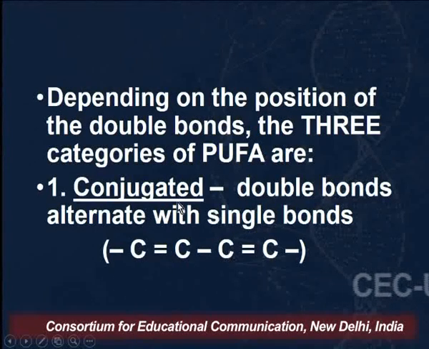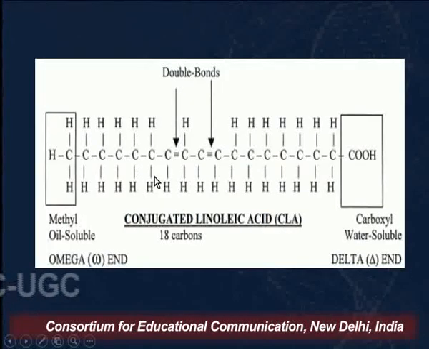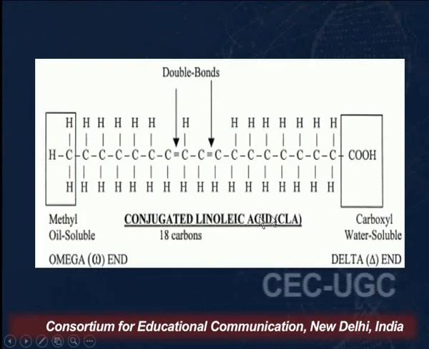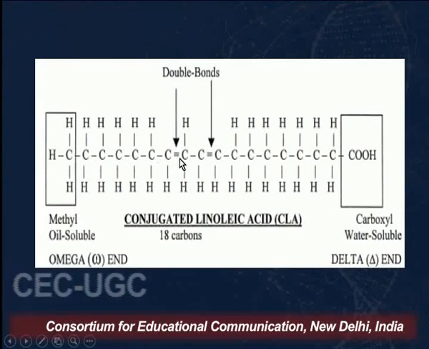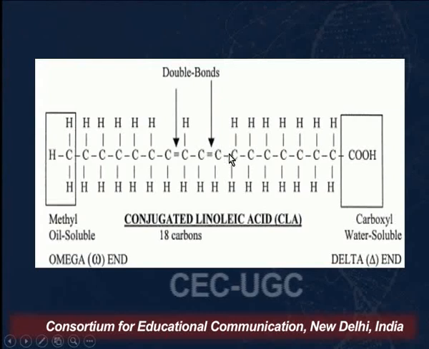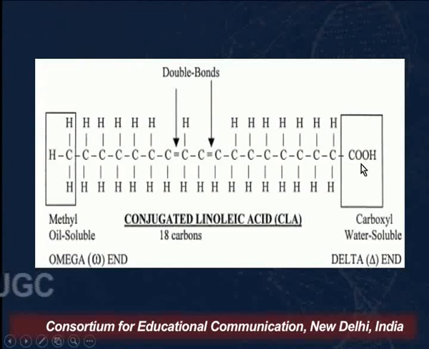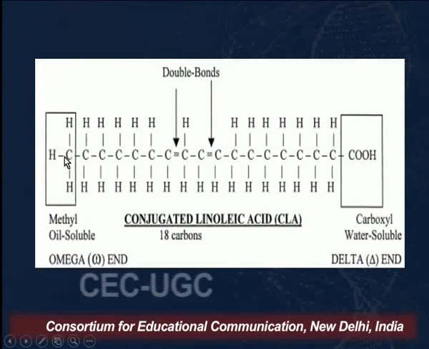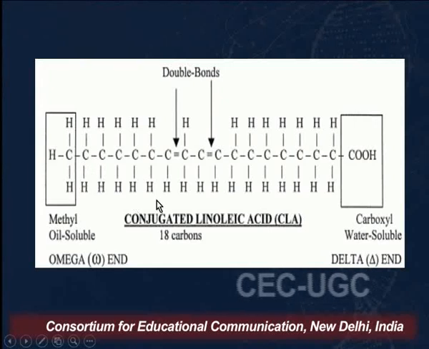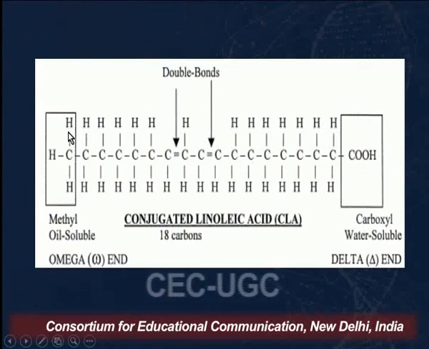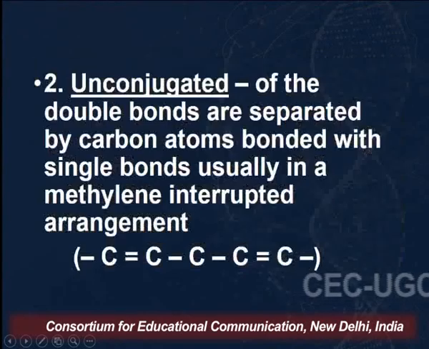So, this is one arrangement which can be present in PUFA, and for this, the example is conjugated linolenic acid, that is CLA. In CLA, we have conjugated double bonds. This is the alpha end or the carboxylic acid end, and this is the omega end or the methyl end. This end is water soluble and this end is oil soluble, and therefore we say that fatty acids are amphipathic in nature.